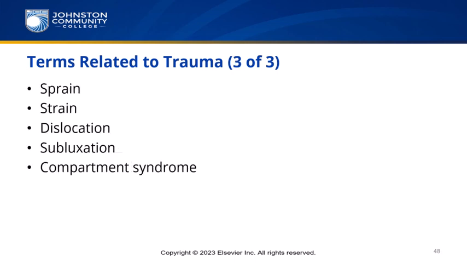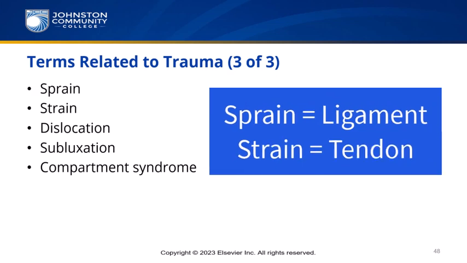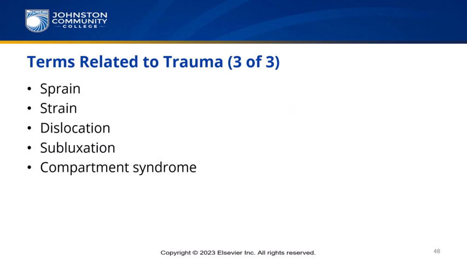Now let's discuss the difference between a sprain and a strain. A sprain is a traumatic injury to a joint that involves the ligaments. The severity of a sprain is measured in grades. Then we have a strain, which is a lesser injury that involves the overuse or overstretching of a muscle or a tendon. So a sprain is related to a ligament, whereas a strain is related to a tendon. Then we have dislocation. Dislocation occurs when a bone is completely out of its place in a joint. If it is a partial dislocation, it is termed a subluxation.